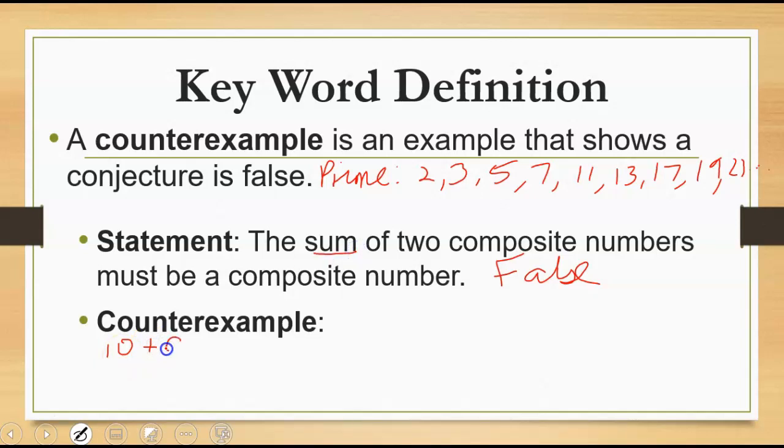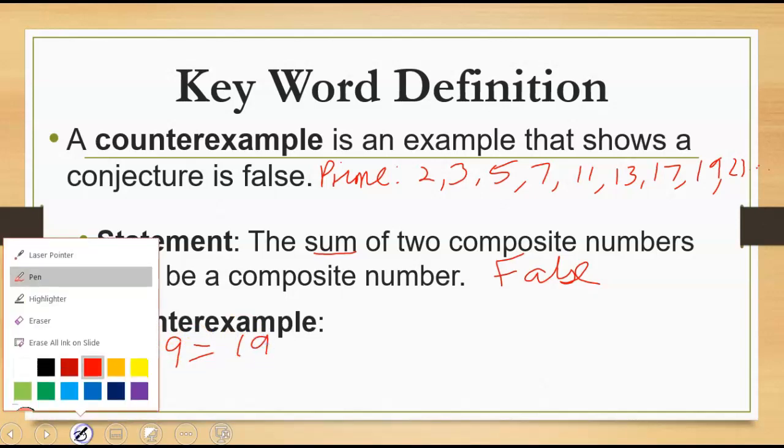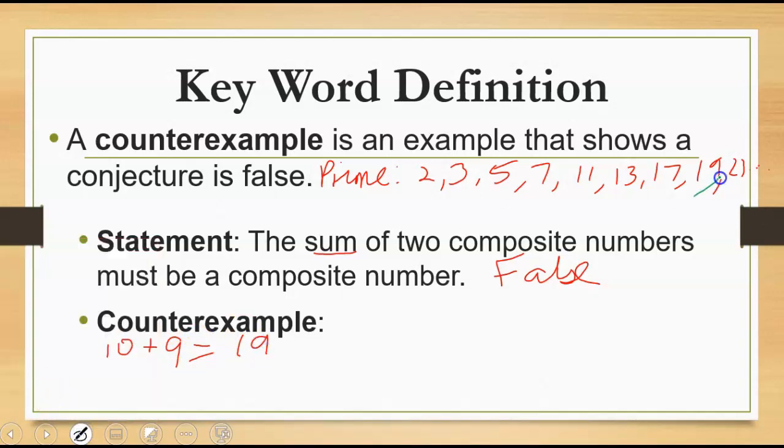So 9 is also a composite number because 3 goes into 9. So 10 plus 9 equals 19. And we see 19 is a prime because there's no other number that goes into 19 except 19 and 1. So we can see this is a counterexample because we have found two composite numbers we added and get a prime number.